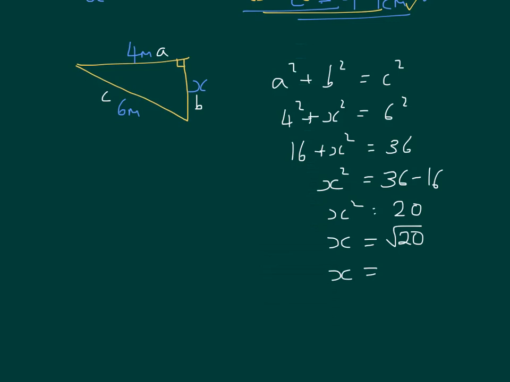And with your calculator to 1 decimal place, square root of 20 is 4.5. And we're talking about meters here, so 4.5 meters. Check with your diagram. Yeah, 4.5 meters is reasonable. So that's the answer. Well done if you got that.